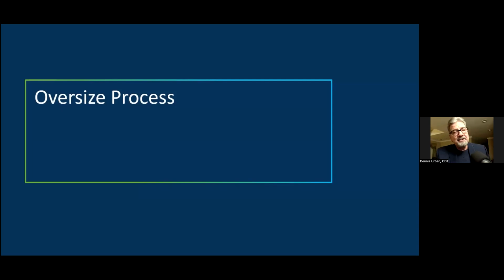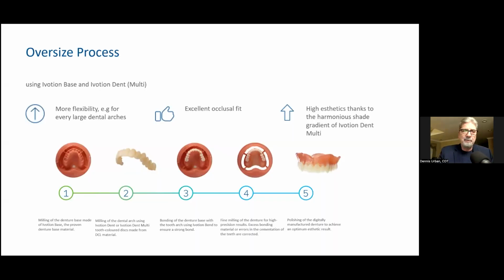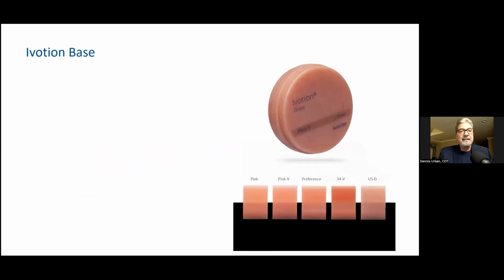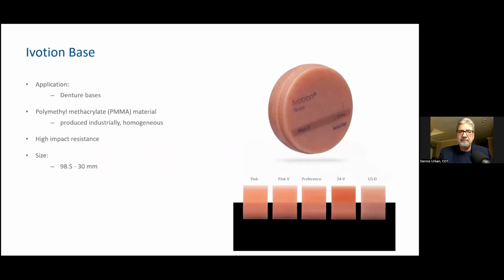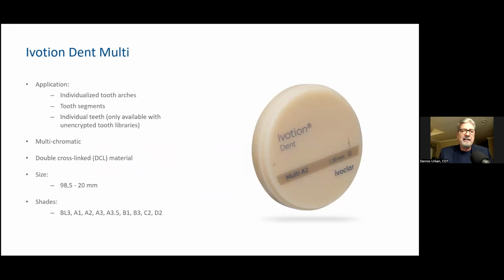So the second process is called the oversized process. And what we're doing here is more flexibility. We're going to be milling denture teeth. The same denture, it's going to be milled out of the same material that the traditional denture teeth are made out of. We have the iVotion base in different shades. And then we have the iVotion multi, which is different tooth shades.